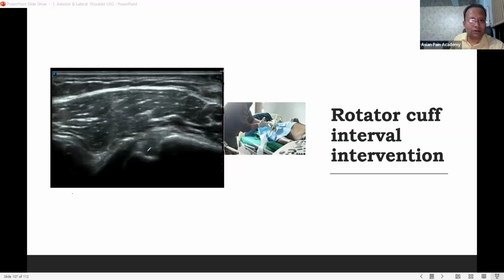Okay. Well, now I think we can write. So your needle can be here also. Your needle can be here also. I put my needle here also. So anywhere below the ligament, it is the coraco rotator cuff interval.